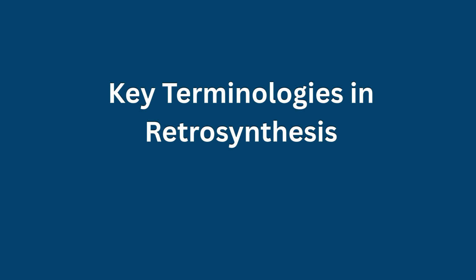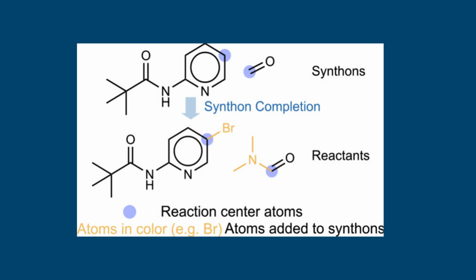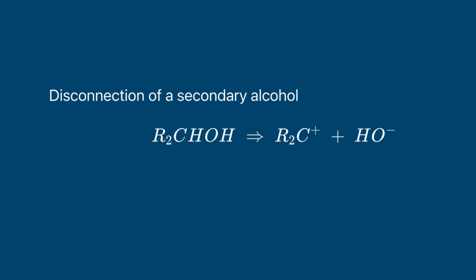Key terminologies in retrosynthesis. Synthons. A synthon is an idealized fragment derived from the disconnection of a bond in the target molecule. Synthons are often conceptual and may carry formal charges to indicate their reactivity. Example: disconnection of a secondary alcohol. Here, the carbocation and hydroxide are synthons. Synthons do not necessarily correspond to real reagents. Instead, they guide synthetic planning.